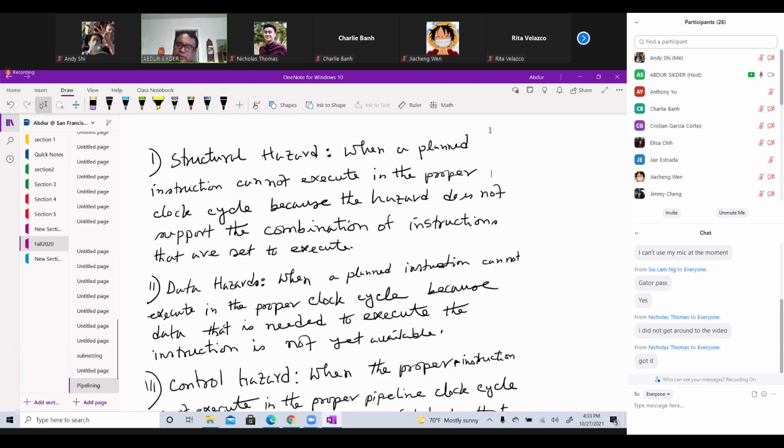And then data hazard: a planned instruction cannot execute in the proper clock cycle because data that is needed to execute is not there yet.